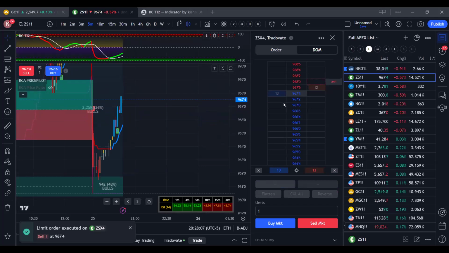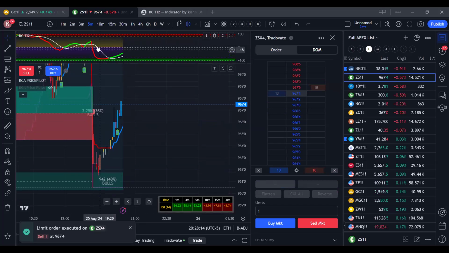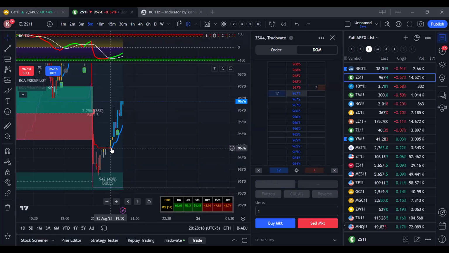So that limit order got filled. So it made nearly $50. Right? It came to the bottom. From red it turned to blue. That means this turned bullish. From orange it turned to blue. This came to the bottom and red turned to green.